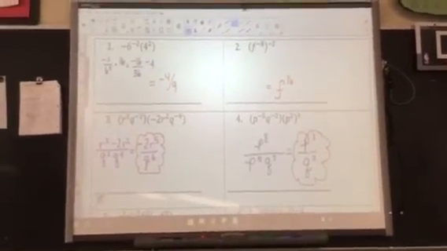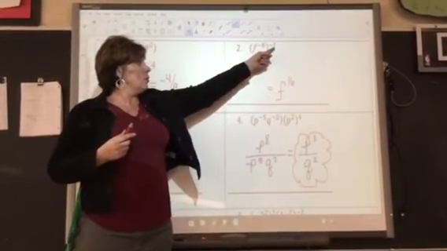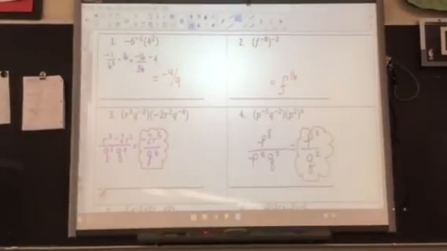Okay. Here we're going to distribute the power. Negative 8 times negative 2 is a positive 16, so you should just have f to the 16th. Yeah. Okay.